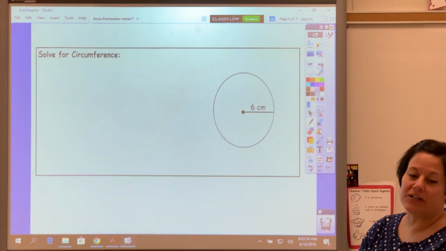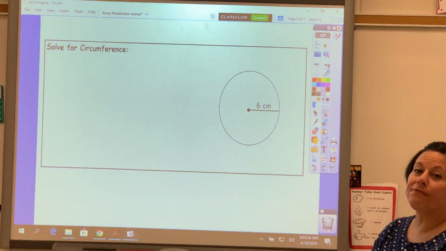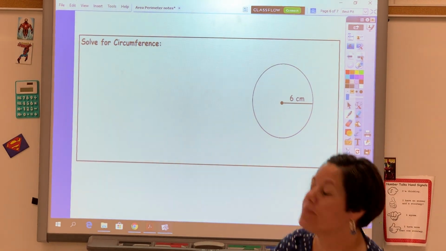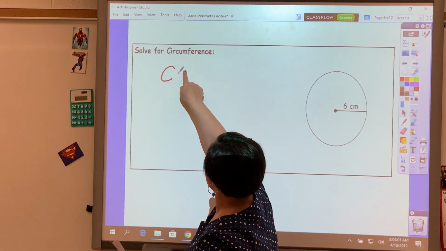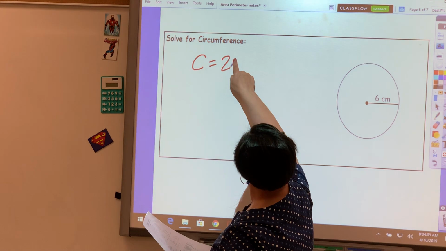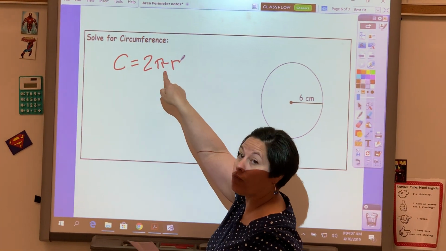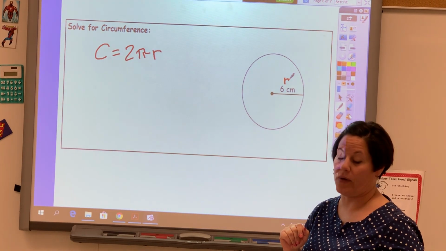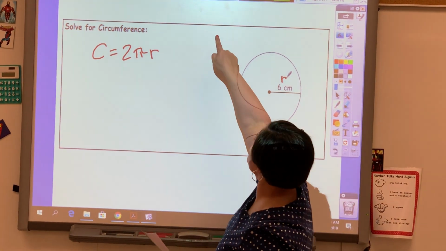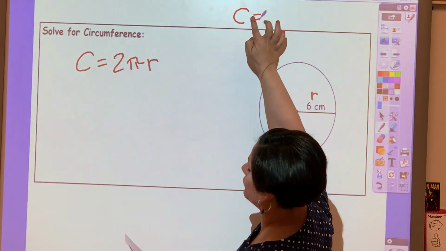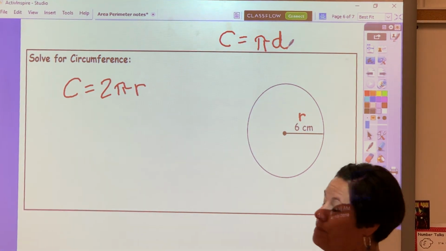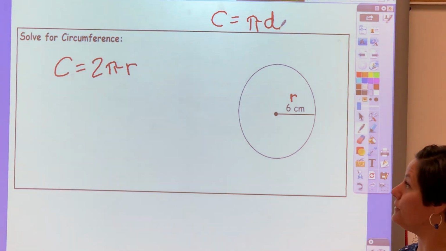Okay, now we're going to move on to our circles. Circumference has two different formulas depending on what you're given. The circumference formula is 2 pi r if you're given a radius. Here we are given a radius, so we'll use that equation. If we are given a diameter, we can use circumference equals pi times the diameter. Either one you can use.